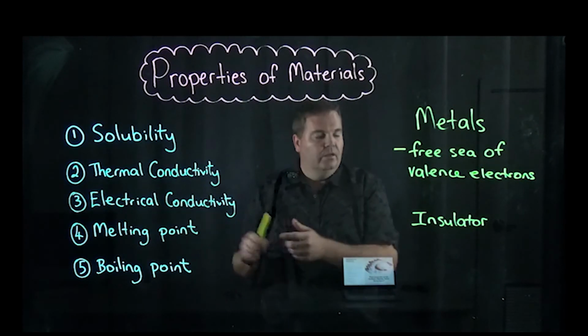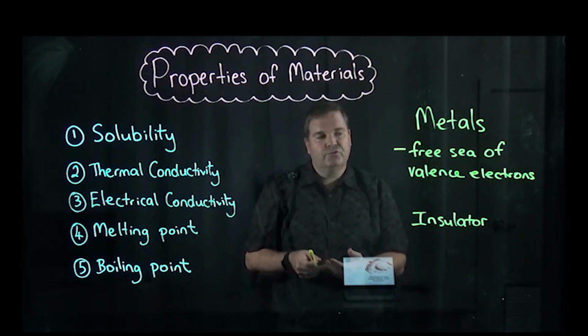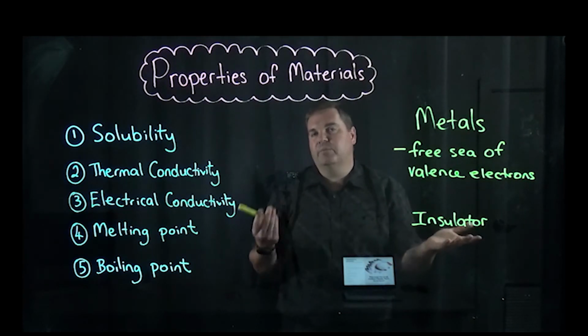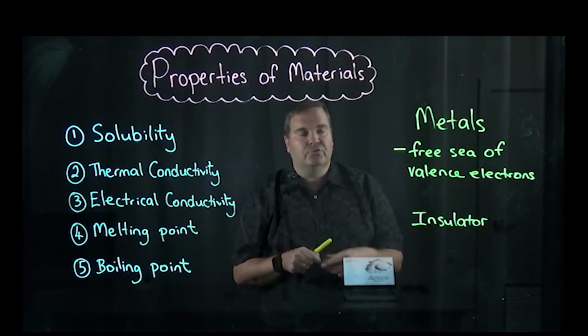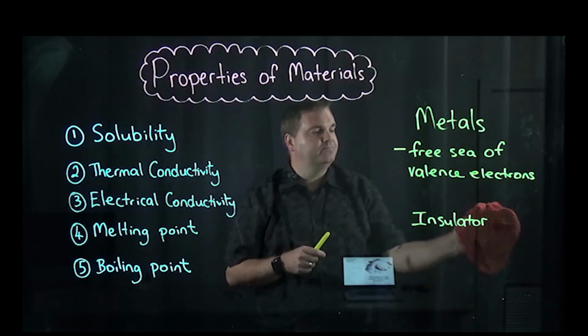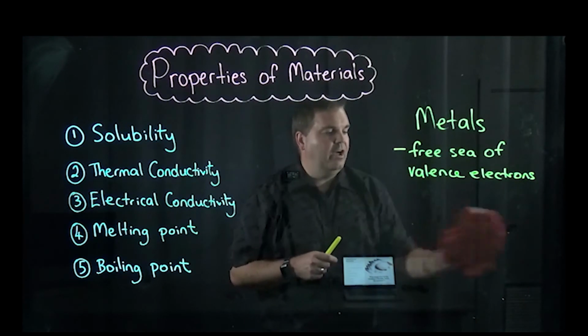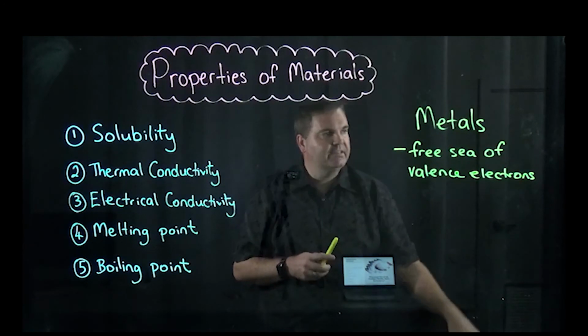Okay? If something doesn't conduct electricity, again it's an insulator. So rubber is a really good example of that because it doesn't have any free electrons that can transmit the electric charge. You can have solutions or liquids that conduct electricity.